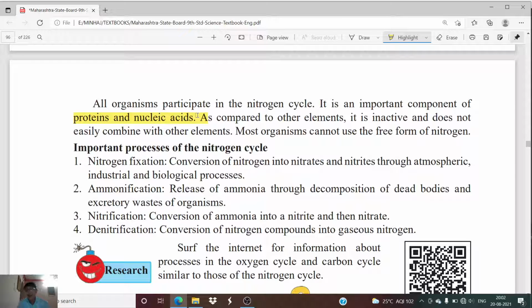Okay. As compared to other elements, it is inactive and does not easily combine with other elements. You have to keep this in mind that nitrogen is not a readily active material. So it is not going to react with any element easily. Okay. Whereas we have seen that oxygen is a readily active element, okay. So nitrogen is opposite to that of oxygen in terms of reactivity, and most organisms cannot use the free form of nitrogen. Okay, so there are a lot of organisms which cannot use the free form of nitrogen, that is N2 gas, it cannot be utilized easily by most of the organisms.